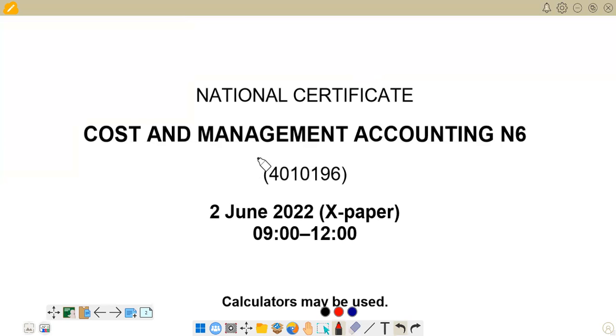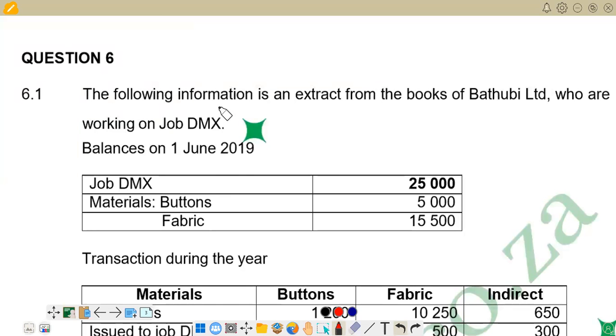Still working on the question paper of June 2022. This is the question paper that we want to look at again today. On this question paper, we want to look at the last question, that is question 6. And that question 6 is this question that we want to look at. So we're going to start on 6.1.